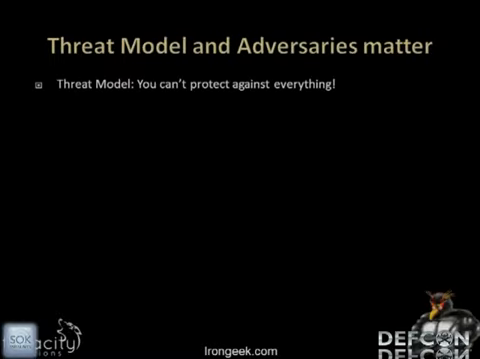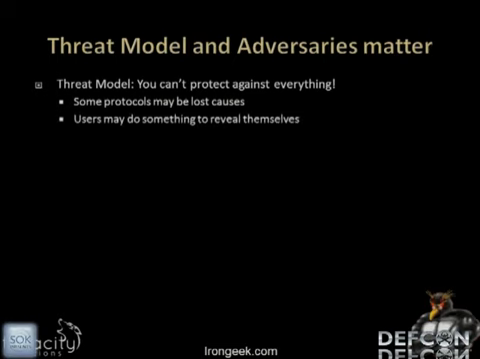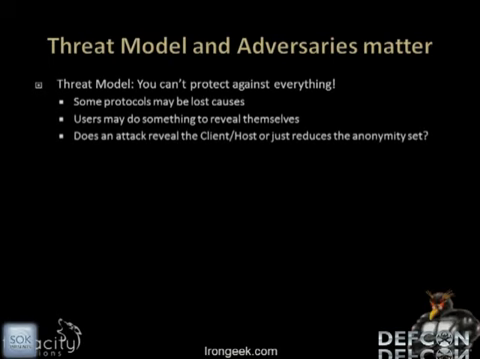Now, when it comes to attacking darknets, threat model matters a whole lot. You can't really protect against everything. Some protocols may just be lost causes. One of the problems with some of these cipherspaces is that people try to throw protocols across them that just were never designed to be anonymized. BitTorrent would be a good example, which I'll go into a little bit later on. Users may do things to reveal themselves. No matter how anonymous someone is, if they start using a darknet and use their real name, well, you know who they are. Not all the attacks that we're talking about necessarily reveal the actual identity of the person. They may just reveal the IP address they're truly talking from, or it may just reduce the anonymity set.